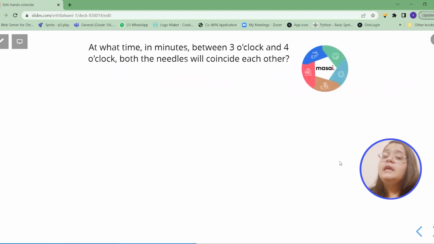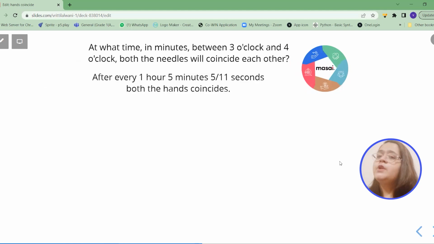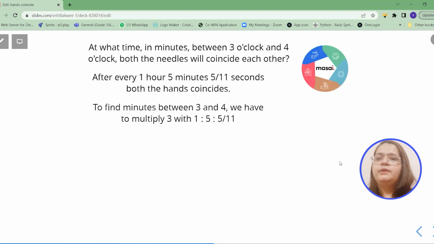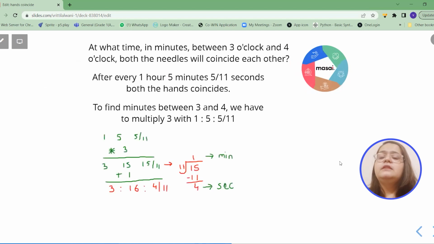At what time in minutes? Here there is a specific thing, that is, in minutes. They are just asking about the minutes. Between 3 and 4 o'clock, both the hands will coincide with each other. We know the formula, 1 hour, 5 minutes, 5 by 11 seconds, and we have to take the appropriate part, as it is saying between 3 to 4. So we multiply 3 with the given time: 3 into 1 is 3, 5 into 3 is 15, and then 15 by 11. We cannot write 15 by 11 directly. We have to simplify that with the help of a division.